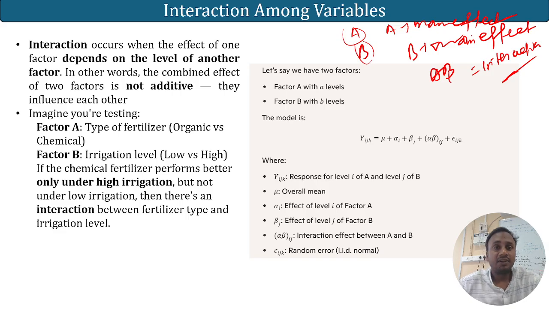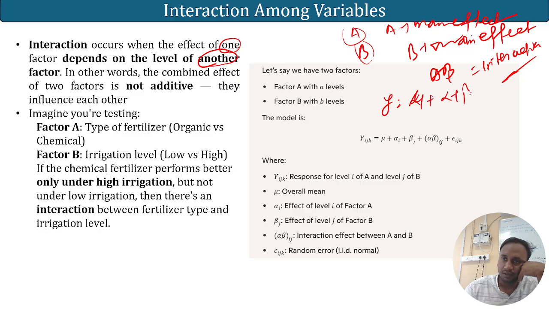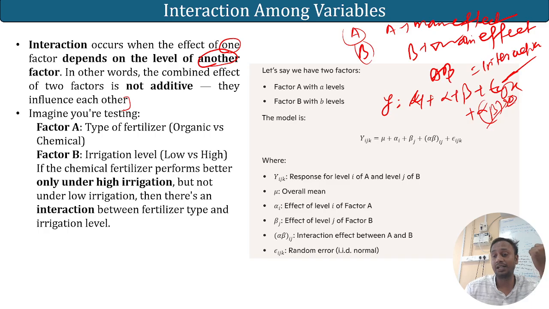Interaction, we say, is when the effect of one factor depends upon the level of another factor also. Earlier we had y equal to mu plus alpha plus beta plus e_ijk, whatever it was. But now another term will come, because alpha and beta will have another impact. So the combined effect of the two factors is not additive; they influence each other. It's not independent. In the case of independence, that term becomes zero, as we have seen in probability.